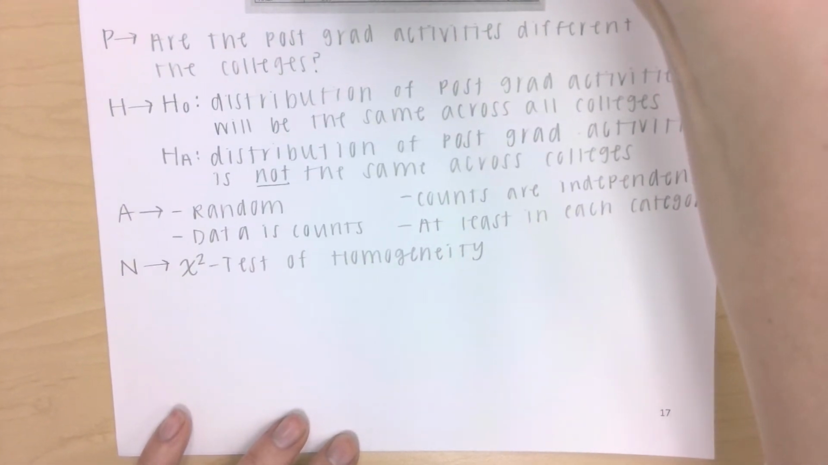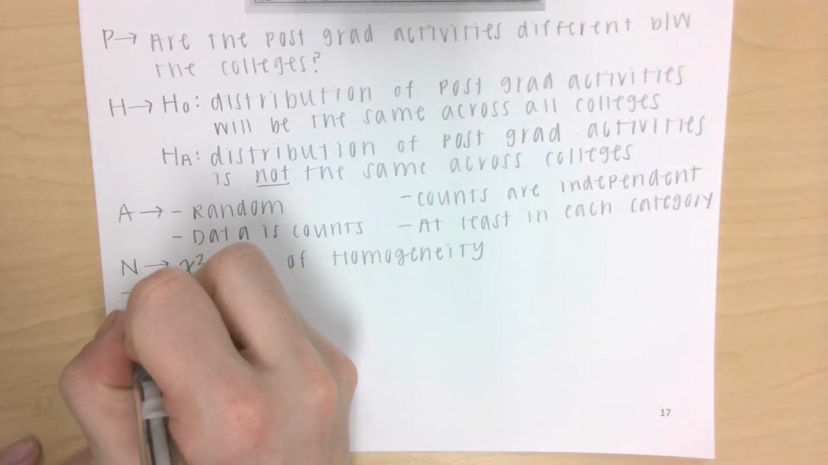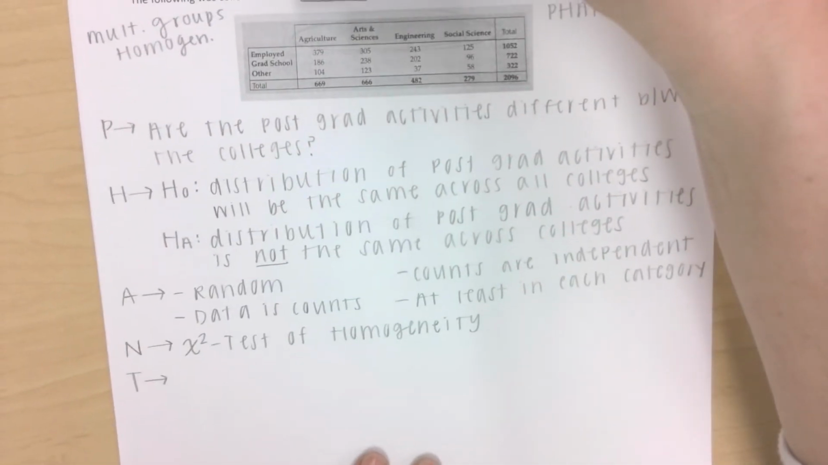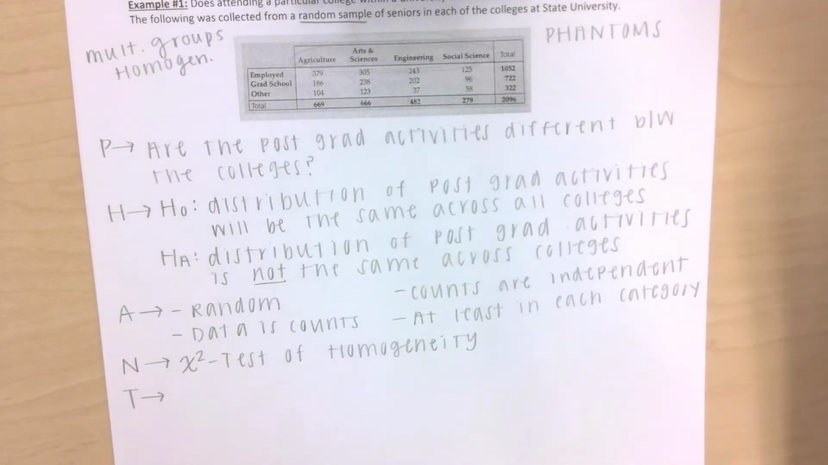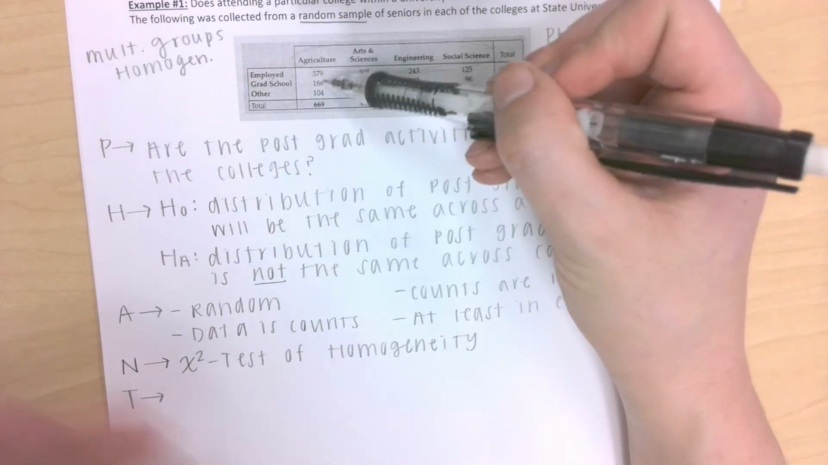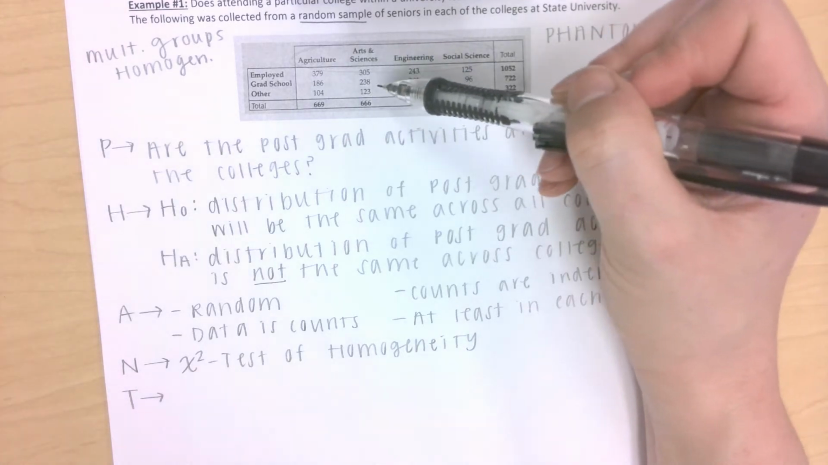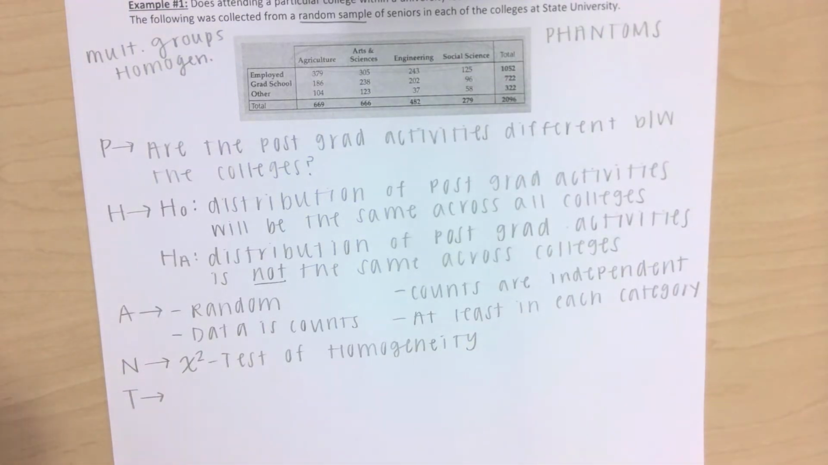Okay, here's where things get interesting: finding our test statistic, our chi-squared, and our p-value. If we look back at our data real quick, we have all kinds of stuff happening here. I don't know if I should type MI agriculture into list 1 and arts and sciences into list 2. Does it really matter which one I put where?